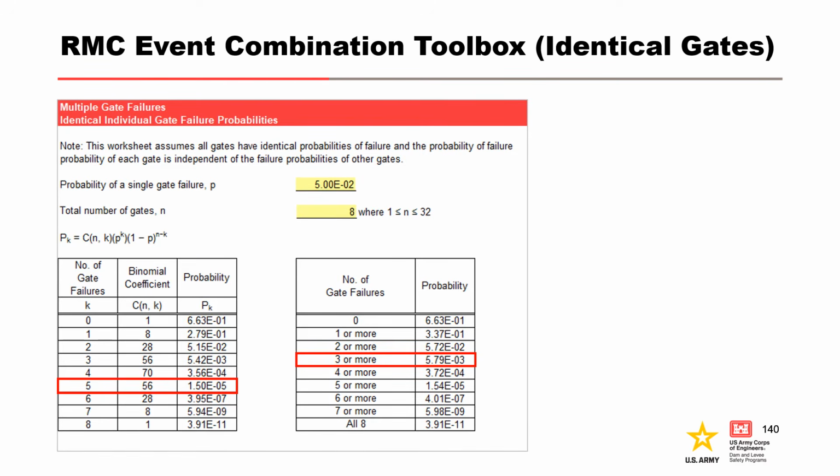To make things a bit easier, the RMC's event combination toolbox can be used to assess the probability of k or more gates failing, or exactly k gates failing. Here's the solution to the previous exercise using the identical probabilities worksheet from the toolbox, since each gate has the same probability of not opening. Simply input the probability of a single gate failure P and the total number of gates N in the yellow boxes, and the spreadsheet will do the rest.